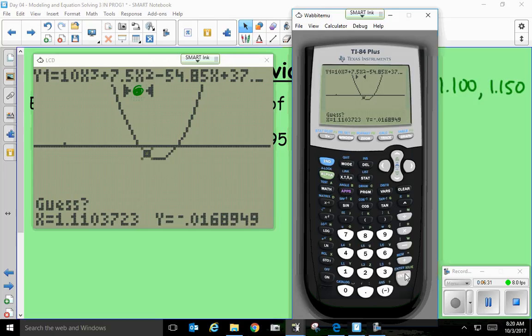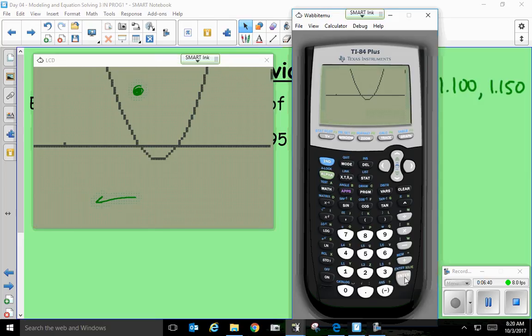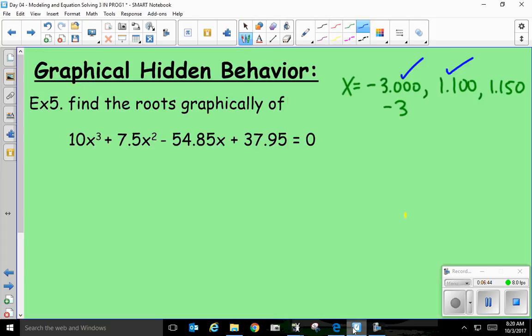And then I hit enter. It's asking me to guess. It's saying, you want to guess? Yes. This is why I do this. I don't do this for kicks and giggles. And the answer is 1.1. So, good. We just got to check the last one.